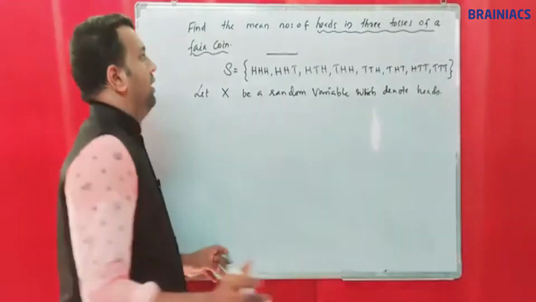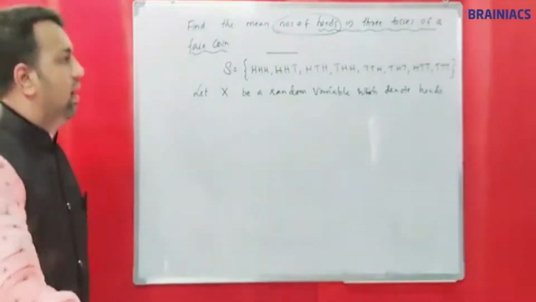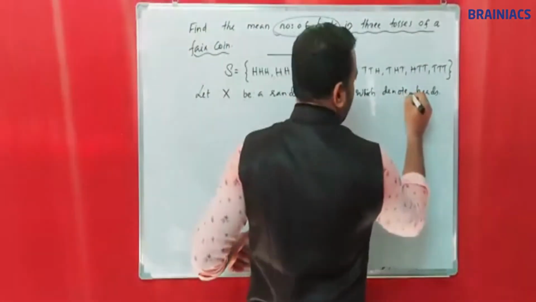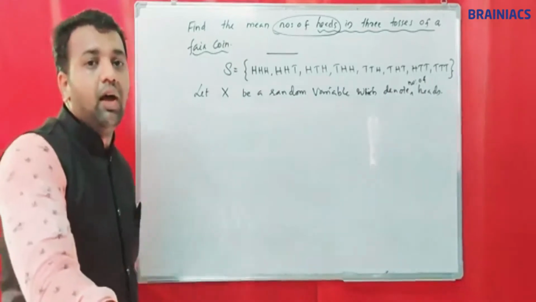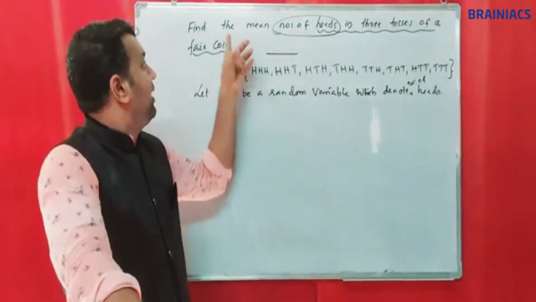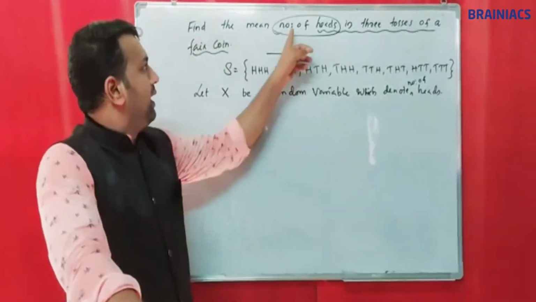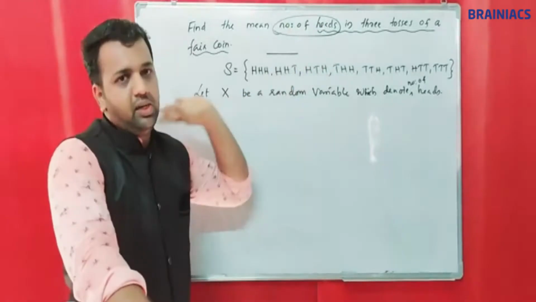Okay, heads. Number of heads is the main thing in this experiment to find out the mean. So we can take X to be a random variable which denotes the number of heads.